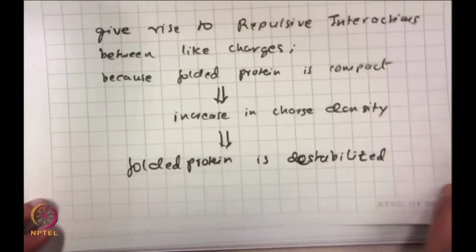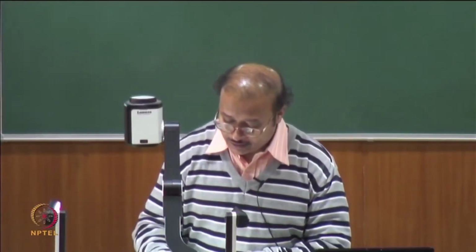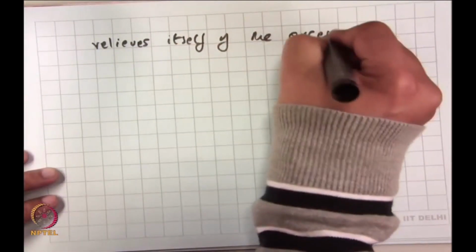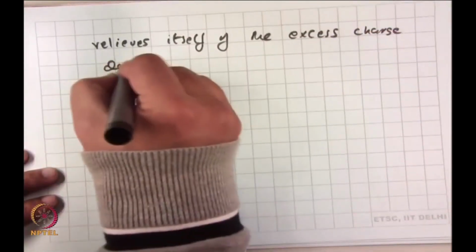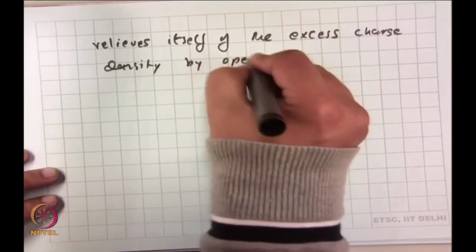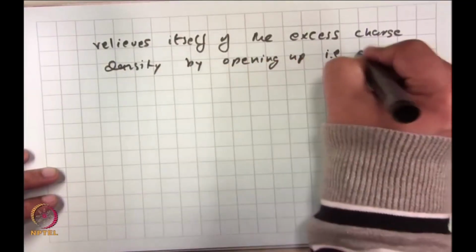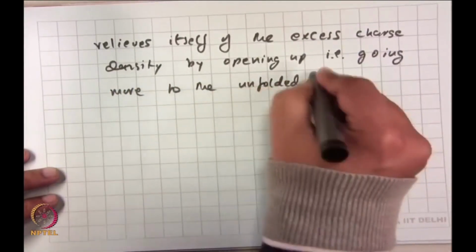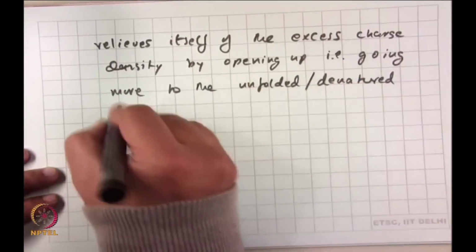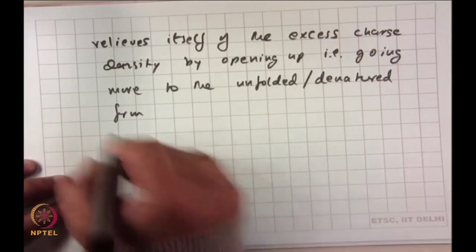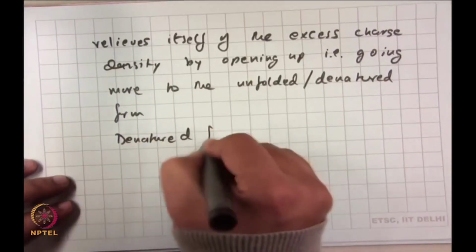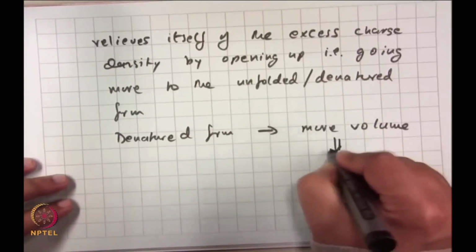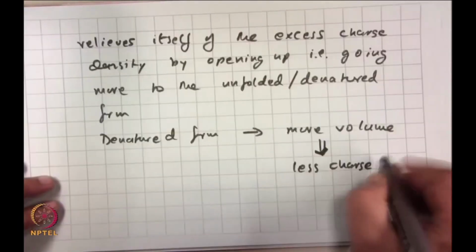So, what does it do in return? In return, it relieves itself of the excess charge density by opening up, that is going more to the unfolded or denatured form, and the denatured form has more volume, hence it leads to less charge density.